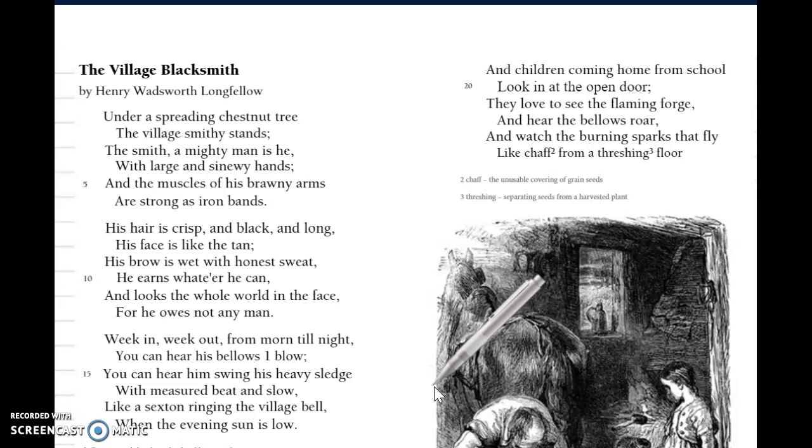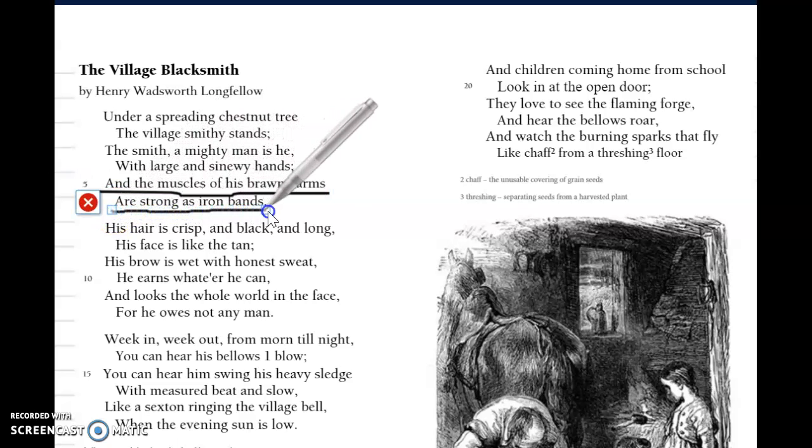One thing that this poem had a lot of was similes. Now remember, similes include the words like or as. There's a simile right here on line 5 that says, "and the muscles of his brawny arms are as strong as iron bands." So the author chose to use a simile to describe how the village blacksmith's arms were as strong as iron bands. And once again, I know it's a simile because it has that word as.